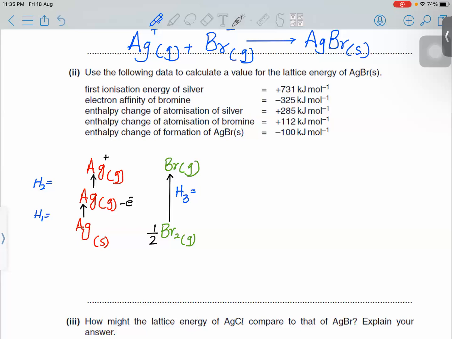Sir, atomization of silver. So what is its value? 285, sir. 285 or 112? 285. Okay, yes. 285. And what about the H2? First ionization energy of silver, 731. 731 value. Very good. And what is H3?